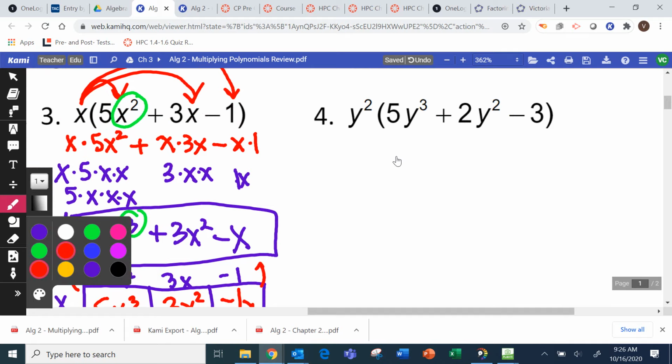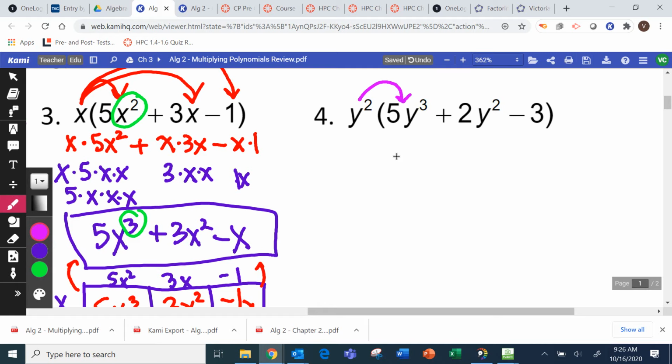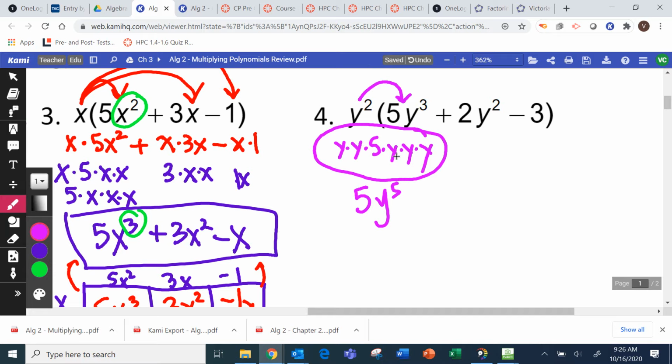So for this next one, when I multiply y squared times 5y cubed, I get a 5, and then I get 1, 2, 3, 4, 5 y's, y to the 5th. So I'm writing this out. I do not normally write that out, especially not in Algebra 2. If you need to, then do it. I'm just showing it today so we can review things that we've done in the past, and so you can visualize where I'm getting that 5 from. But I don't normally write them out.